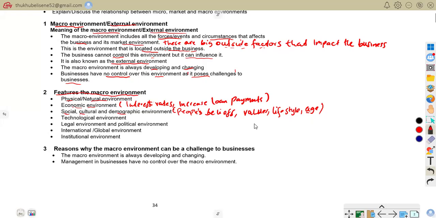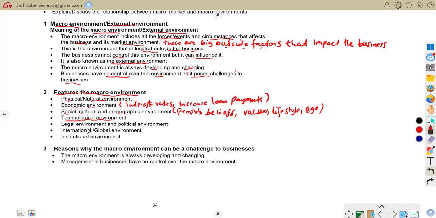Often they get sick, so this will increase demand for healthcare. So that is that. Technological environment. Here we are talking about the new inventions, talk of ICT, talk of automation. The example that we can give under technological environment is that online shopping reduces in-store sales. You see, that is a technological change, when people are now shopping online, that affects the in-store sales.